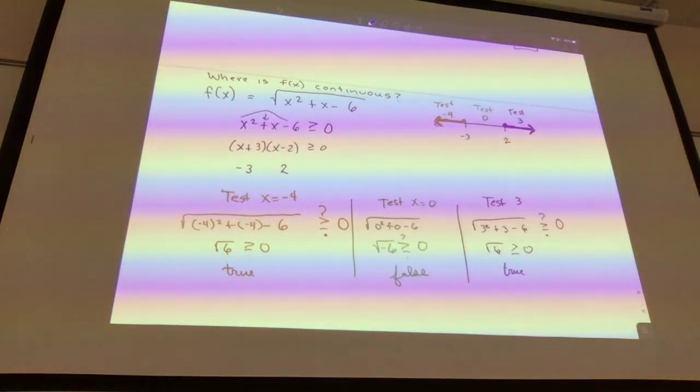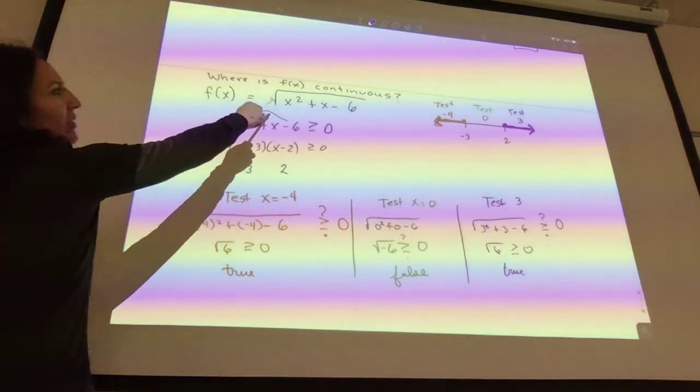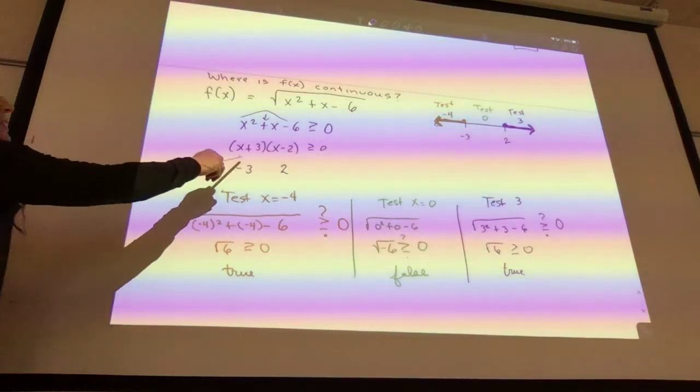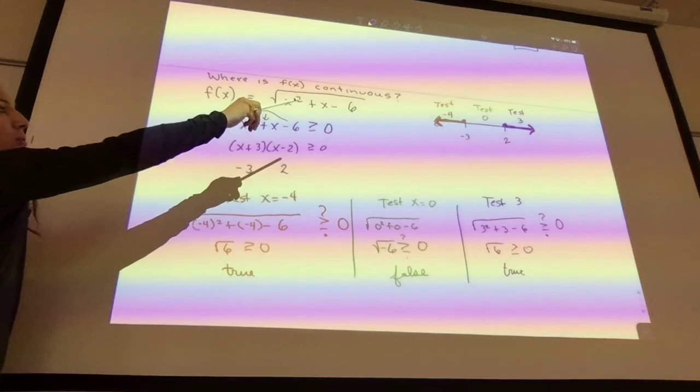Okay, we will include those. Those will be closed circles because at those points is where we get the 0, right? But what is the square root of 0? 0, so that's okay. So the 0 part gets to be included. That means the zeros are included, so put a closed circle.